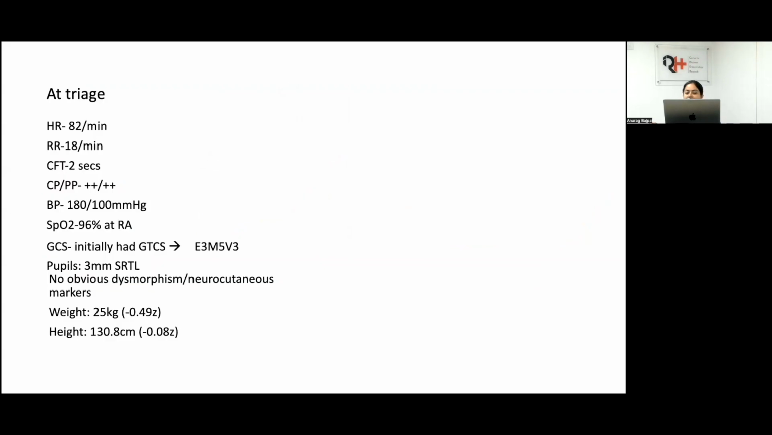At triage, he had a heart rate of 82, respiratory rate of 18. Perfusion was essentially normal, but BP recorded was 180 by 100. His saturation was normal. Initially, he presented with a GTCS, but post-abortion of seizure, his sensorium was E3V3M5, and pupils were 3 millimeters reactive to light. On gross examination, he had no dysmorphism or neurocutaneous markers, and he was a well-thriving child. His weight and height were within the normal range.